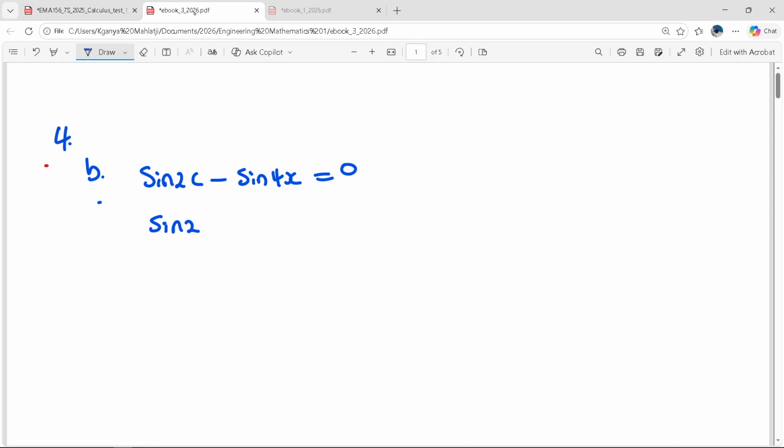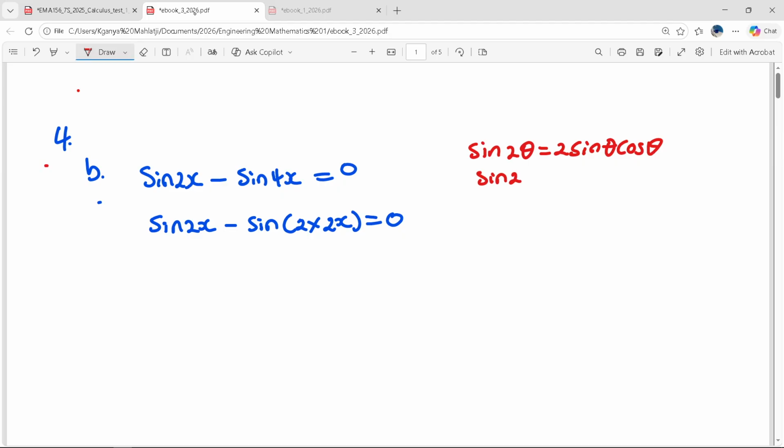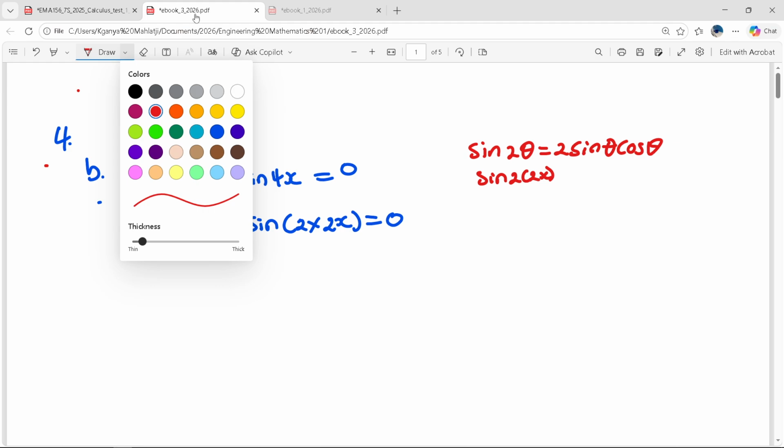You will have sine 2x minus sine, and you can open a bracket and say 2 times 2x, close bracket, equals 0. Here you can see the identity that you will have to use. We know that we have an identity that states sine 2 theta equals 2 sine theta cos theta. Therefore, if you have sine 4x, what will you have?